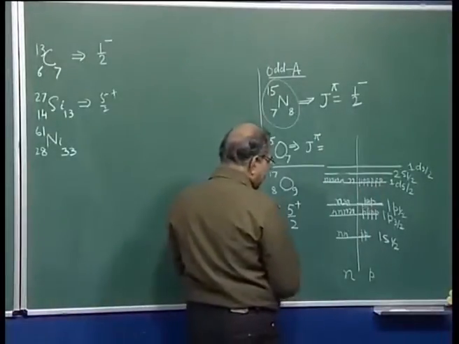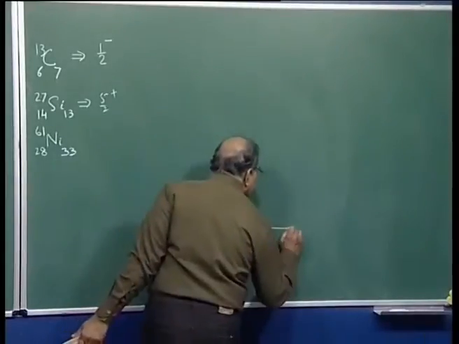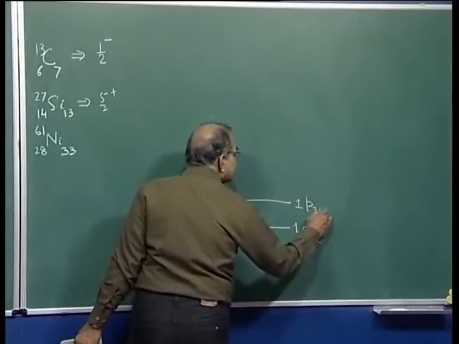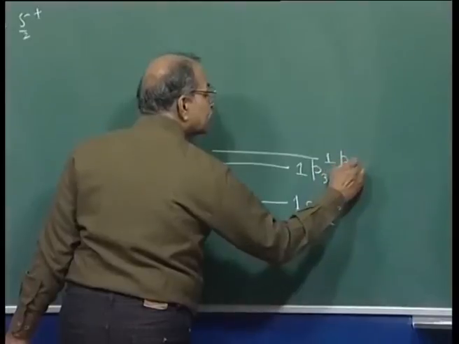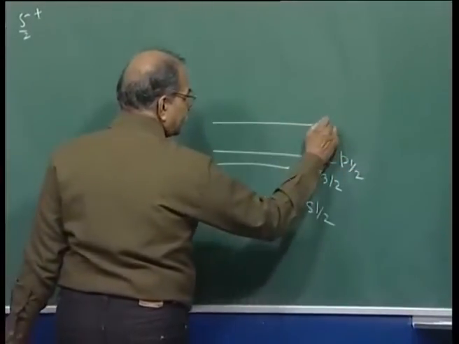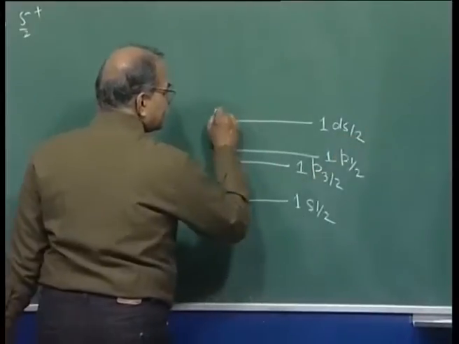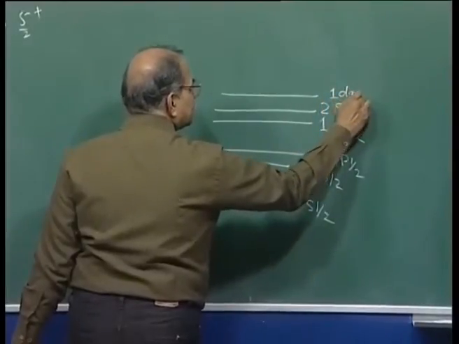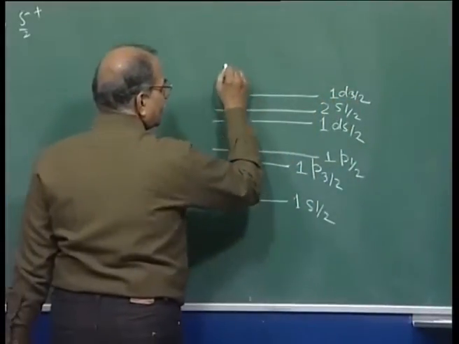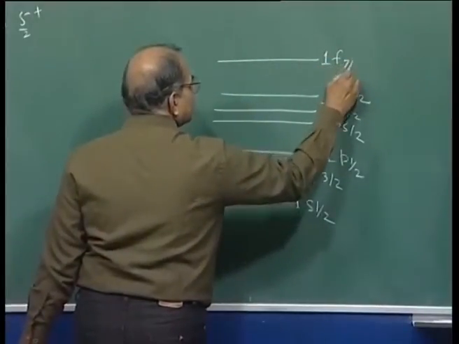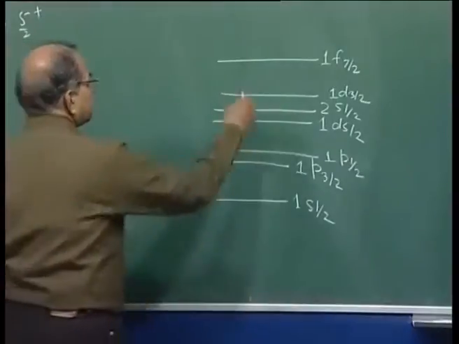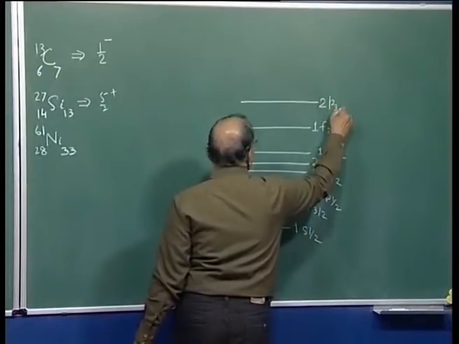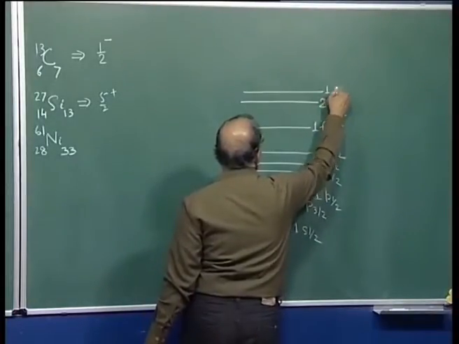Let me draw the fresh diagram. Dictate to me: 1s half. Tell me. 1p 3 by 2. 1p half. 1d 5 by 2. 2s half. 1d 3 by 2. And slightly above, 1f 7 by 2. Next is 2p 3 by 2, and 1f 5 by 2. Okay, that is enough.